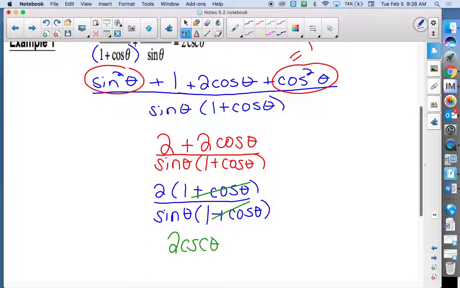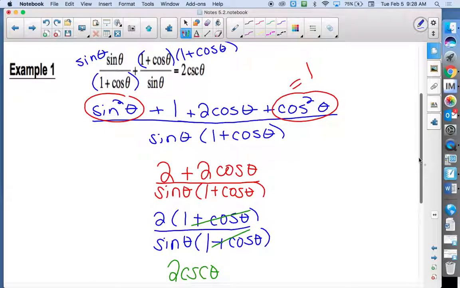So again, that's just one way to work through the problem. You could have worked through it a different way. Emerson said he used the conjugate, and that would have been another way to work through the problem. So multiple ways, just depends on what you see. Questions? Second one's a little different.